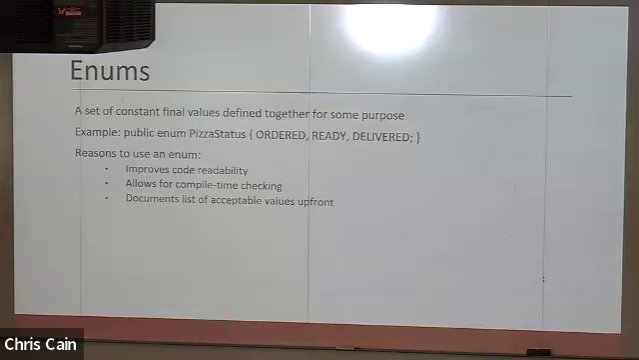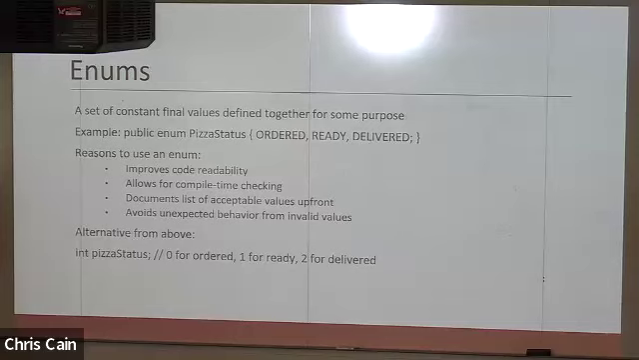You know the list of acceptable values right up front. Wherever you define the enum, you know that the only possible values for pizza status are ordered, ready, and delivered. If someone tries to set pizza status to, I don't know, what's something that doesn't make sense with a pizza? Shot out of a cannon? Pizza status equals cannon shot. That's not going to work because it's not part of the legal values that it can take based on the enum. So it also avoids unexpected behavior from invalid values.